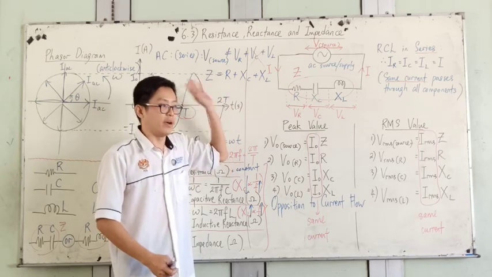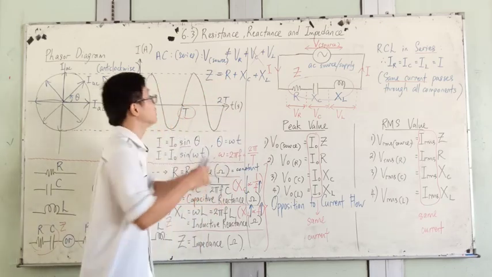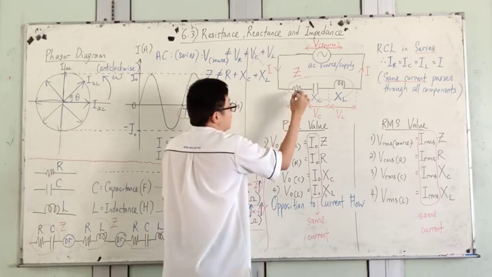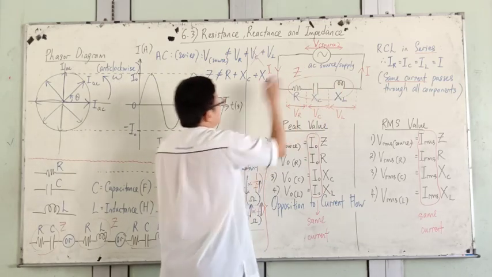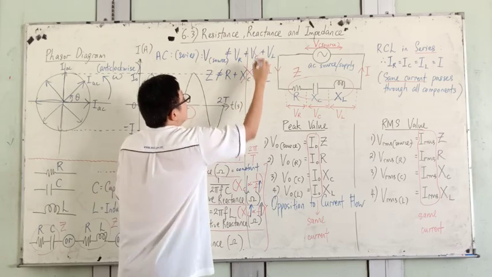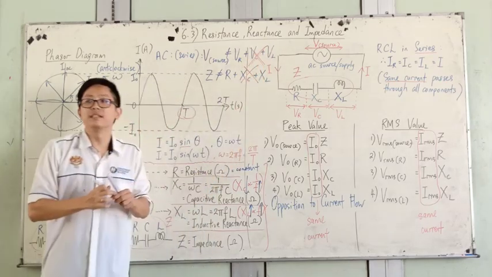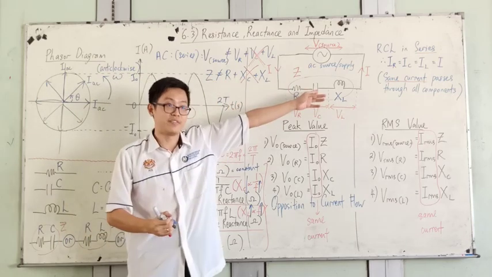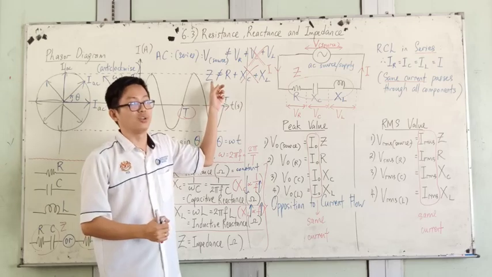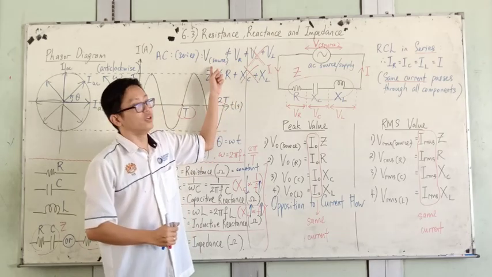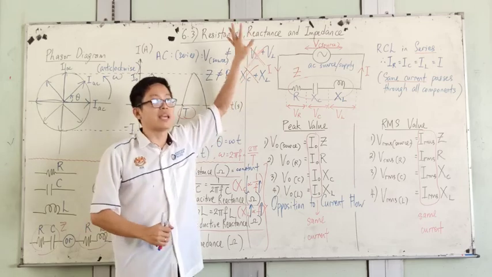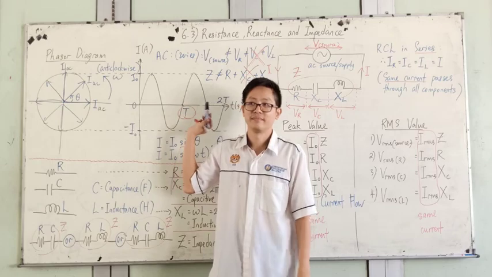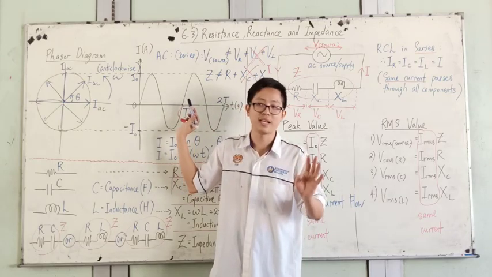Right? But for AC, we cannot do it like that. It is wrong. We cannot just add up R plus XC plus XL to get the impedance. This is wrong. How many times should I emphasize? Don't just add up all of them to get the total resistance, total impedance, or the total voltage. We need to use something like a phasor diagram. But it's very simple, just like a vector diagram.